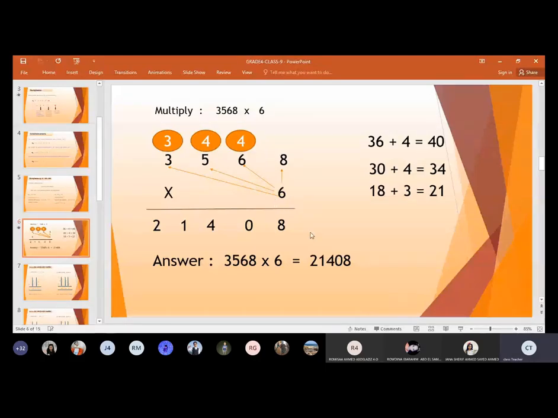So, 6 multiplied by 8. 6 8s are 48. So, write 8 in the one space and carry 4 in the next space. Now, multiply 6 6s are 36. And 36 plus 4. What is the answer? 36 plus 4 equal to 40. 40 means write 0 in the next 10 space and carry 4.